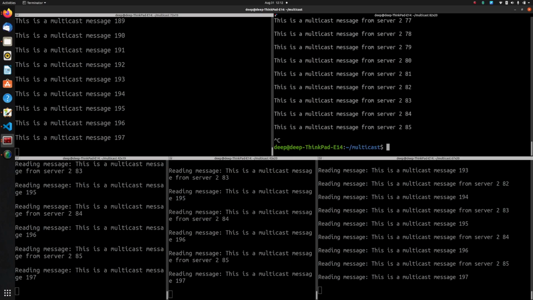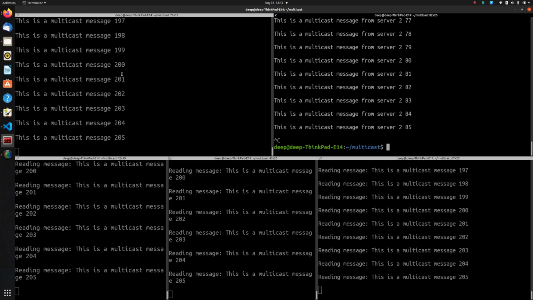If I now close this, because it's really becoming difficult to read, it's back to receiving messages only from transmitter 1 or server 1.